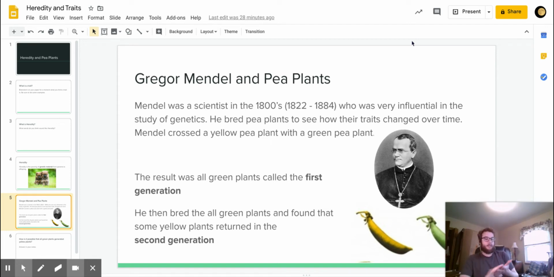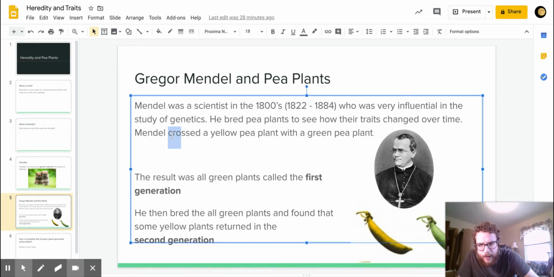So Mendel, being like any old scientist, he was into pea plants. So he thought it would be a good idea to take pea plants and cross them together. Now, when you see the word crossed, this is going to pop up a bunch of times. So when you see the word cross, that means you're breeding together. So when it says he crossed a yellow pea plant with a green pea plant, that's a tough sentence to say. He's taking them and he's breeding them together to see what their offspring will be.